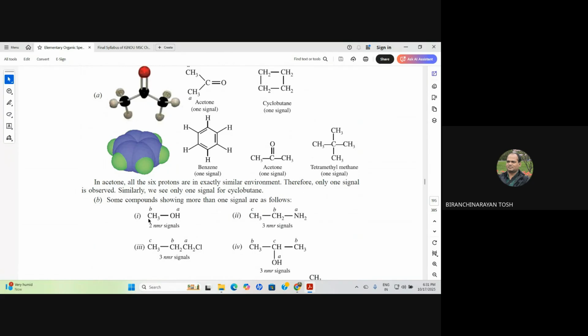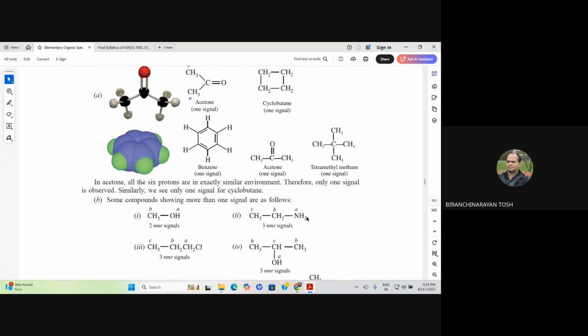In case of methyl alcohol, you can see there are three methyl protons, one type, and one hydroxyl proton, OH. So this is the other type. So the number of signals we will get is two NMR signals.